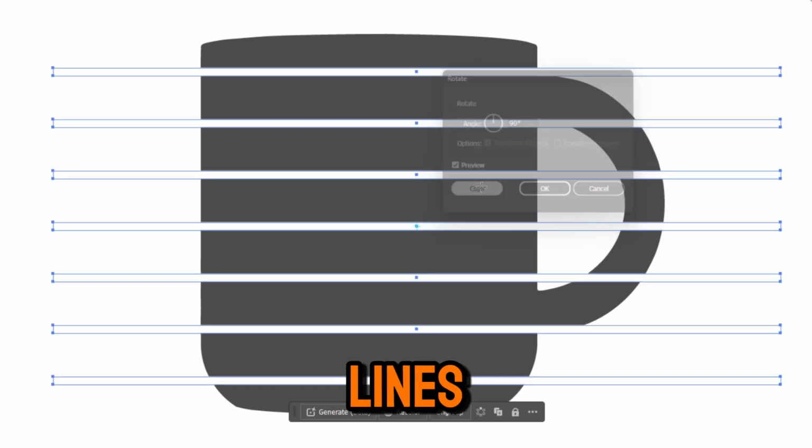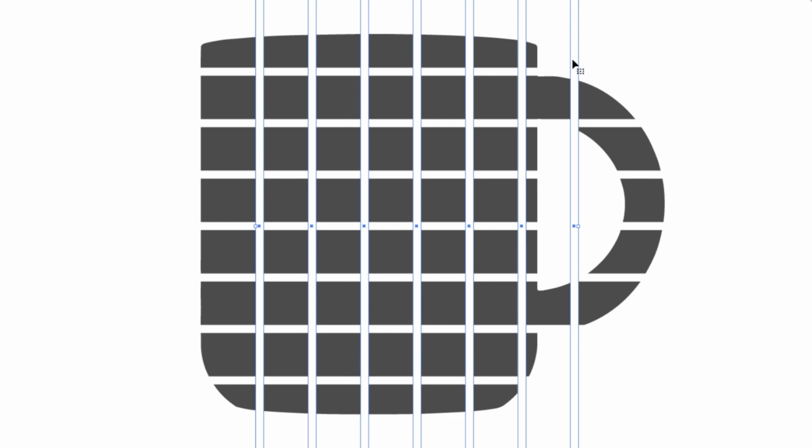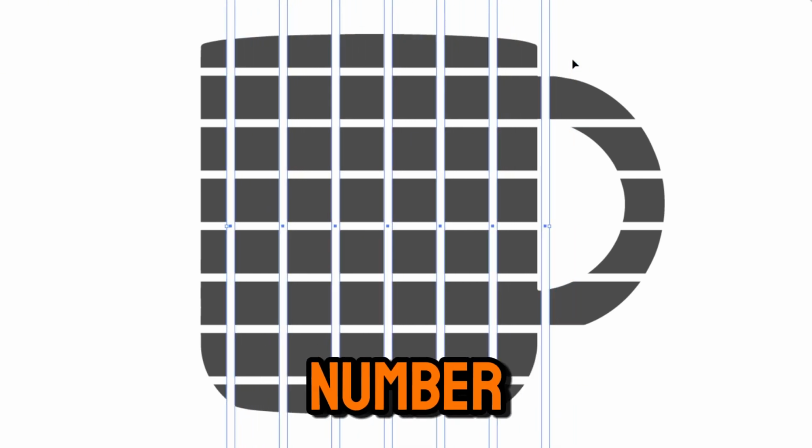Now set the vertical lines according to the cup, because where these white lines are, we will cut the image of the cup, so set it properly and work according to the number of parts you want to make the cup. Do it!